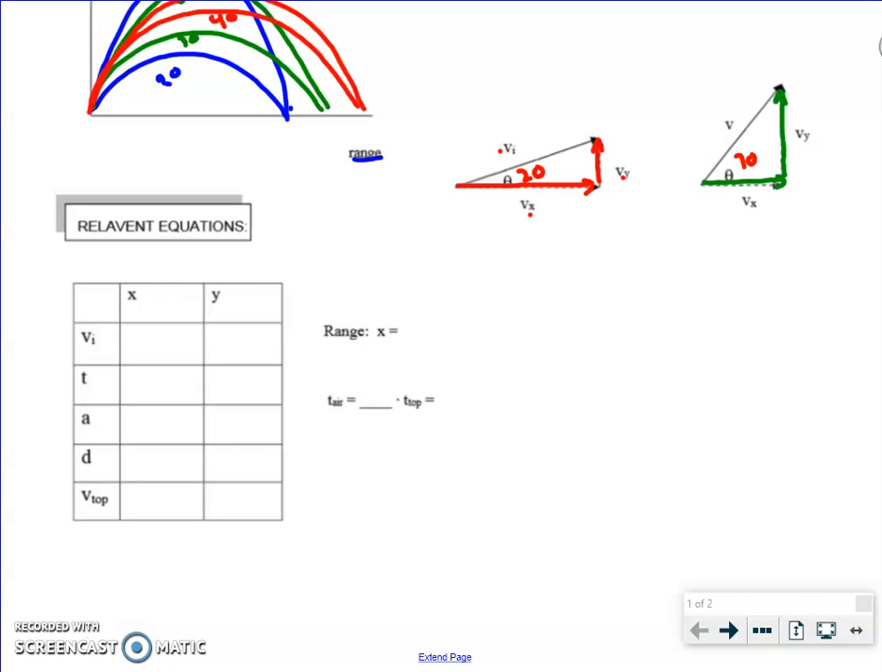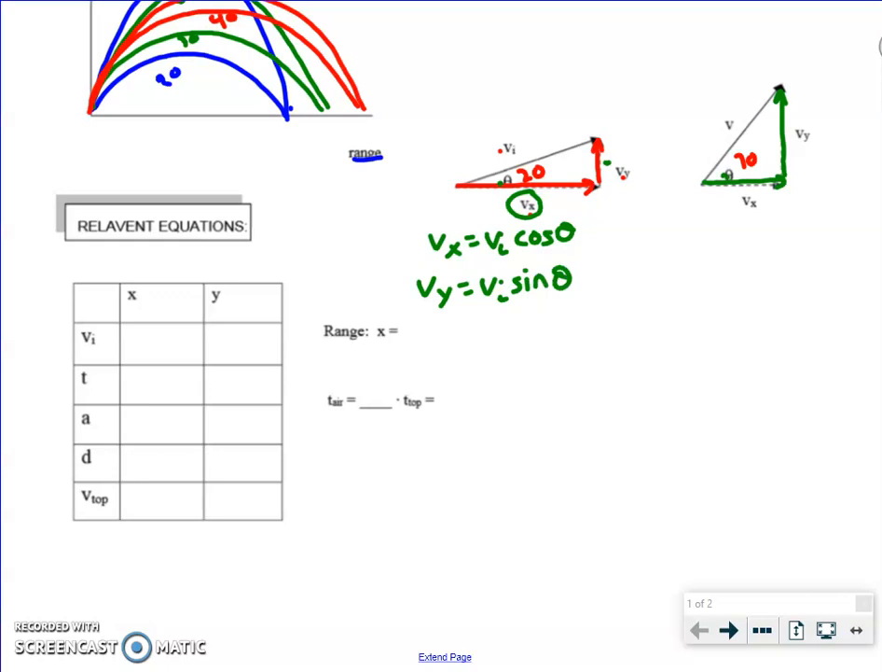And if I want to calculate them, that's where we use trig. So Vx, the horizontal component, is the adjacent side to that. So I can say that Vx equals the launch velocity, the initial velocity, times cosine of the angle. And I can say Vy, this vector, which is the opposite side, so I'm going to use sine, is Vi sine of the angle. And I would do the same thing over here. I'd use the same equations.